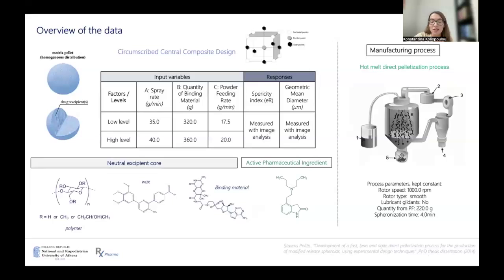The central composite design applied in this study includes 3 factors as input variables, meaning the spray rate, the quantity of binding material, and the powder feeding rate, and 2 response variables, including the sphericity index and the geometric mean diameter, assessed through image analysis. During the development of this process, some of the manufacturing parameters will remain constant.